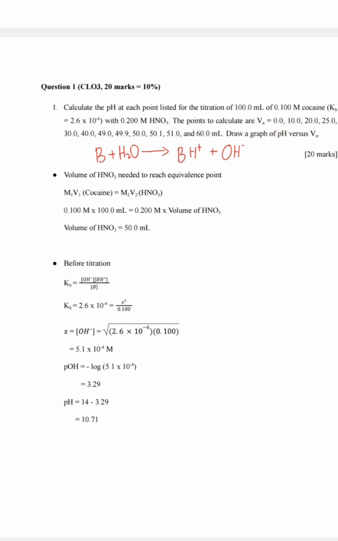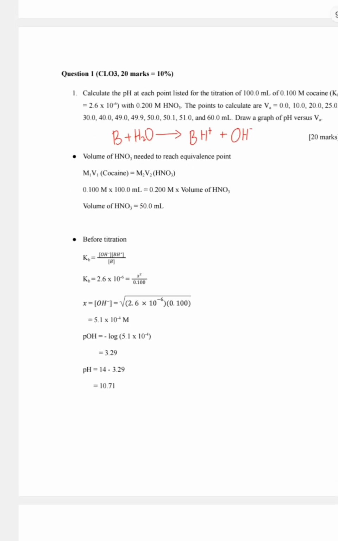Before we start calculating the pH, let's figure out an important value, which is the equivalence point. The equivalence point is the volume of acid needed to completely neutralize the base. We calculate it using the formula M1 V1 equals M2 V2, where M1 is the concentration of the base, which is 0.100 molar. V1 is the volume of the base, which is 100 mL. M2 is the concentration of the acid, which is 0.200 molar. And V2 is the volume of the acid we want to find. Now, let's substitute all the information from above into the formula, and we'll find that our volume of acid equals 50 mL. So, the equivalence point is reached when we add 50 mL of nitric acid.